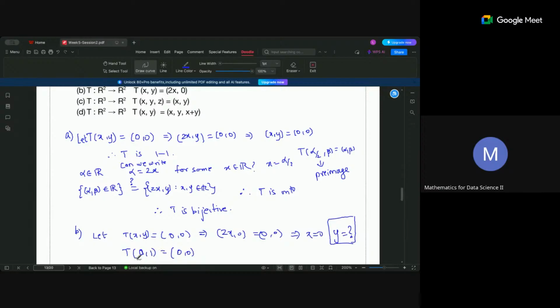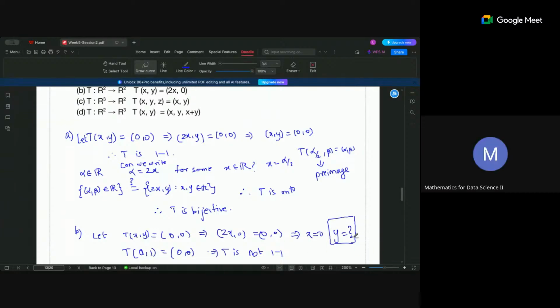Is it 1 to 1? No, right? So it means this is not 1 to 1. Clear? You should get this vector completely 0, then only it is 1 to 1.